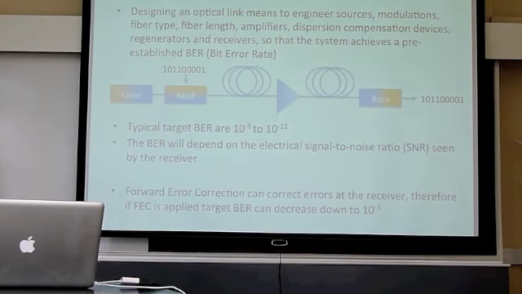What's typical in wireless? Do you know this? Anyone know? What would be a typical bit error rate that you want in a wireless system? Be higher than that, I think. About 10 to the minus 6?